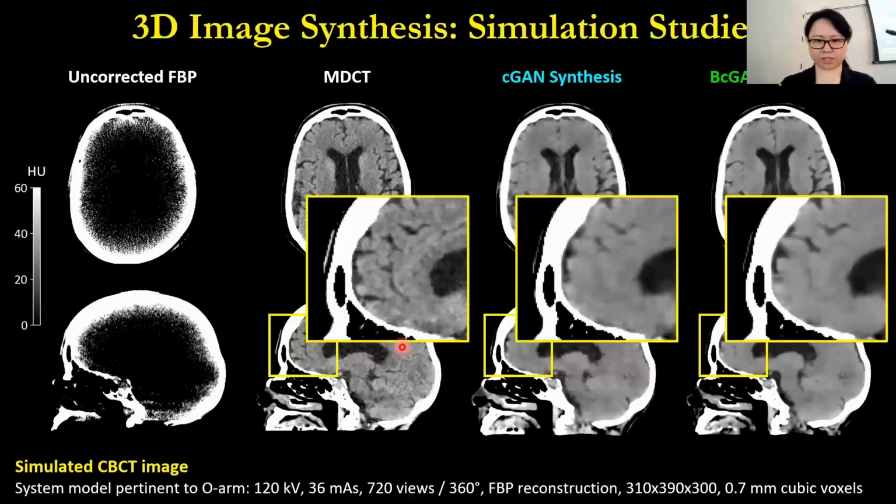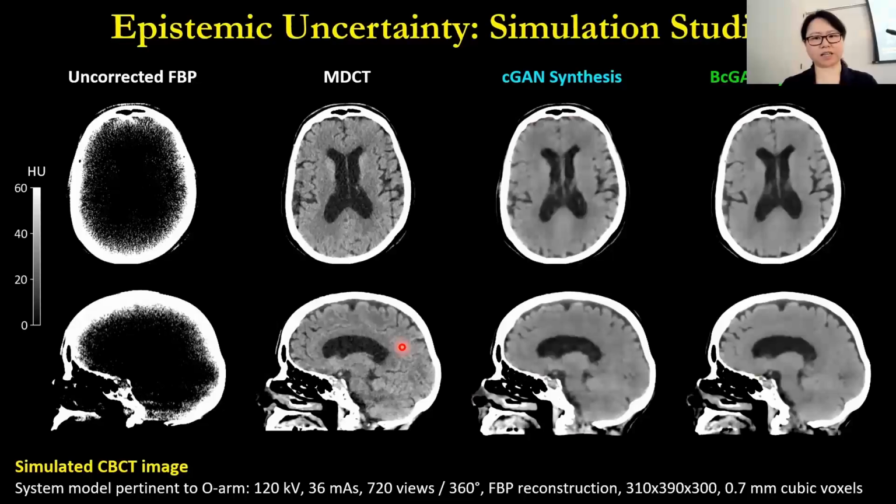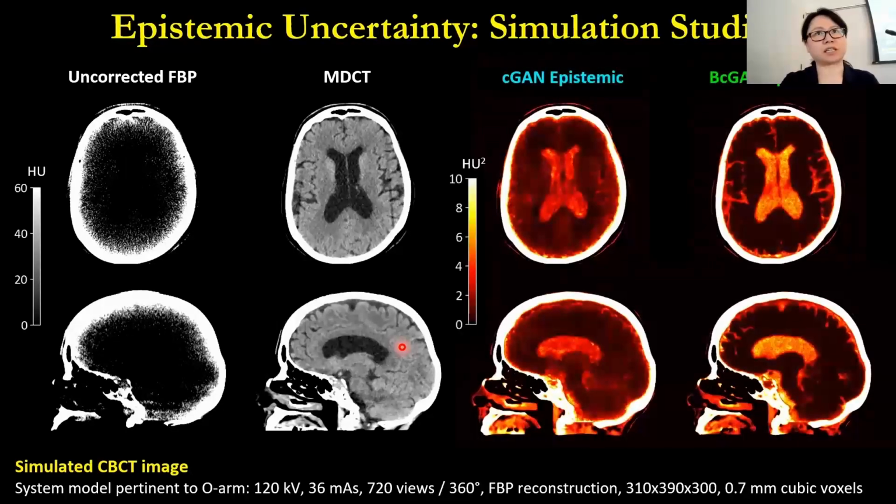But what's really interesting about the BCGAN is that if we look at the epistemic uncertainty that's estimated for this synthesis, then we see that BCGAN was able to provide a very clean delineation of the anatomical features compared to the CGAN. So these anatomical features are the lateral ventricles and also some sulci around the brain. And these are the features that we think are highly variable from person to person. And it's also more subject to synthesis error.